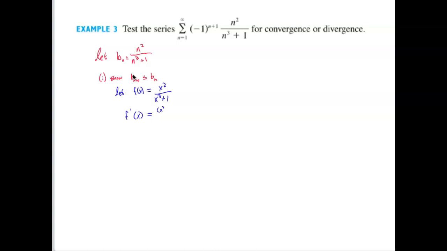Low d high, which would be 2x minus x squared times 3x squared plus 1. Nope. Yes. No, 3x squared. Sorry. Over x to the 4th. No. What's wrong with me? Over x cubed plus 1 quantity squared. All right, so let's simplify that.